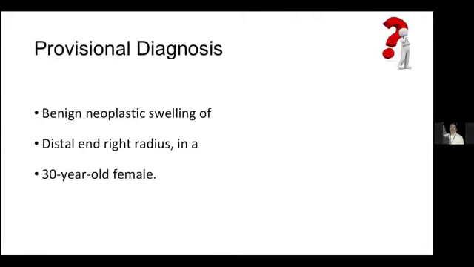So we finished our history and examination, and the question comes, what is your provisional diagnosis? My provisional diagnosis is a benign neoplastic swelling of the distal end of the radius in a 30-year-old female. Is there a mathematical rule to define what should be the components of a diagnosis? Yes, there is one. In orthopedics, we like to have these three things: the anatomy, the etiology, and the pathology. So the anatomy is the distal radius. The pathology is a benign neoplasm.